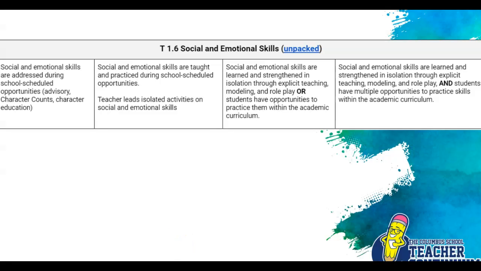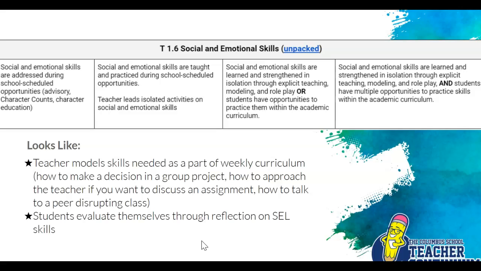You're now in subtopic 6, social and emotional skills. Take a moment to read from left to right. In a classroom with practices towards the right side of the continuum, this might look like the teacher modeling skills needed as part of the weekly curriculum, such as how to make a decision in a group project, how to approach the teacher if you want to discuss an assignment, how to talk to a peer that's disrupting class, and so on. Or students evaluating themselves through reflection on social emotional learning skills.